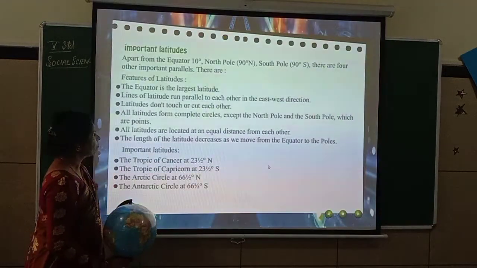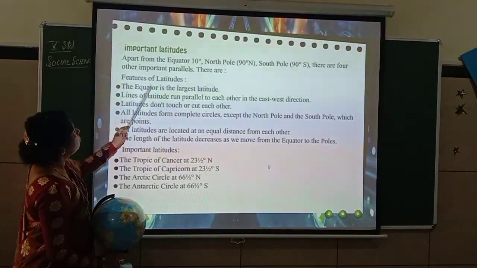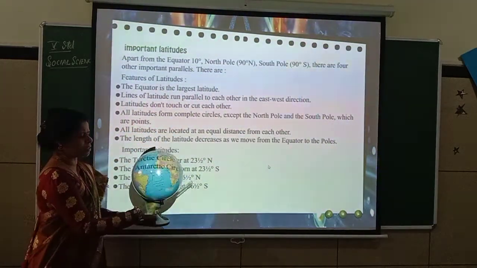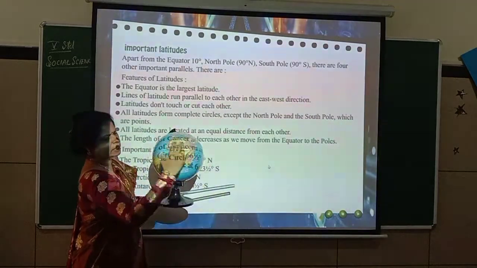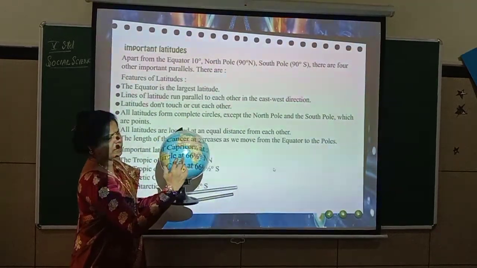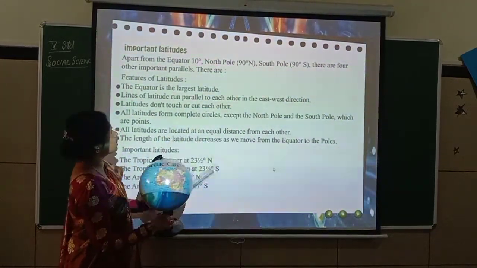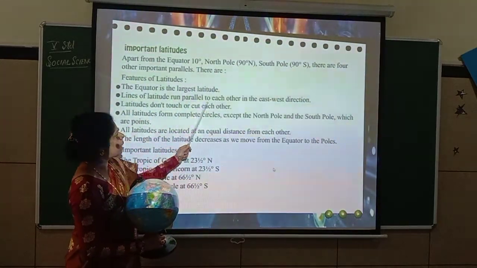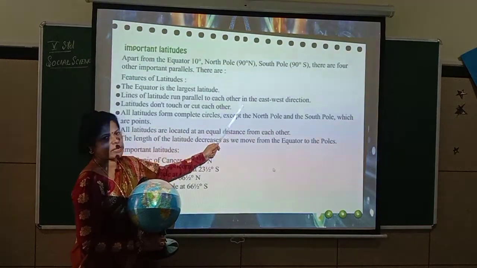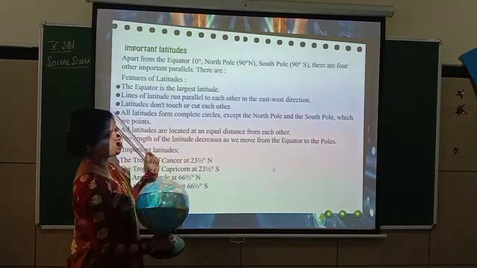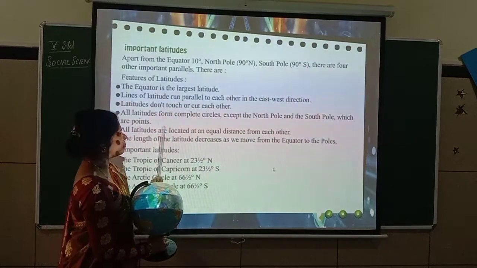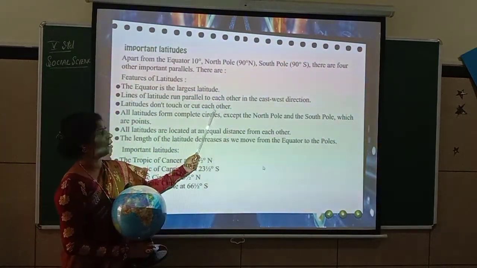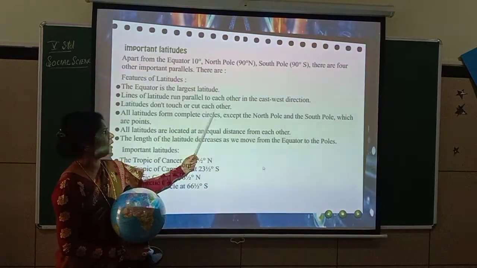Now, features of latitudes. The equator is the largest latitude. Why? Because it is at the center, isn't it? So it is the bulge part in the center, so this will be the biggest or largest latitude. Lines of latitude run parallel to each other in the east-west direction. It moves east-west, right to left. Then latitudes don't touch or cut each other. They don't coincide, because they are moving parallelly.